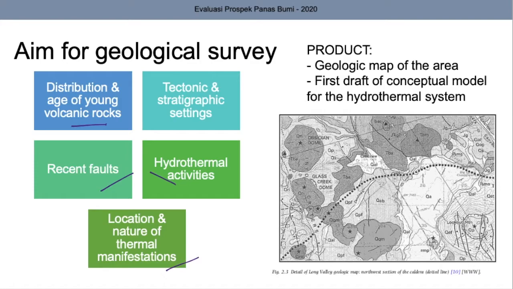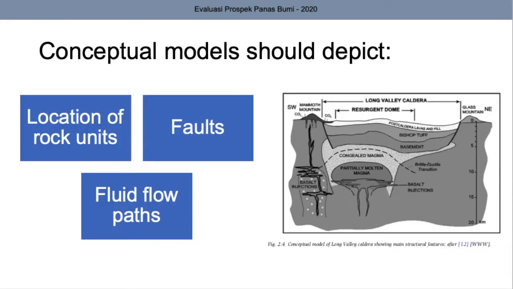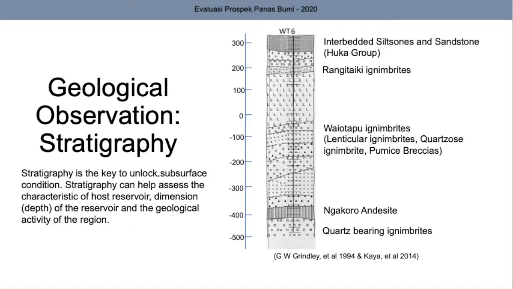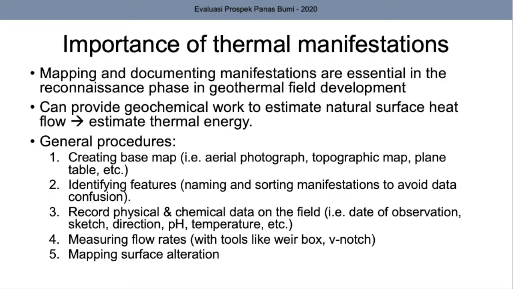From the geological map, we then obtain the stratigraphy, which plays a very important key role in determining the depth and thickness of the rock units, the faults, and the fluid flow paths. Moreover, stratigraphy can also help to assess the characteristics of the host reservoir, the dimension, and the geological activity of the region, because from here we can deduce the history of the geological processes in an area. Besides that, geological mapping is also important to determine where the thermal manifestations are widely spread.